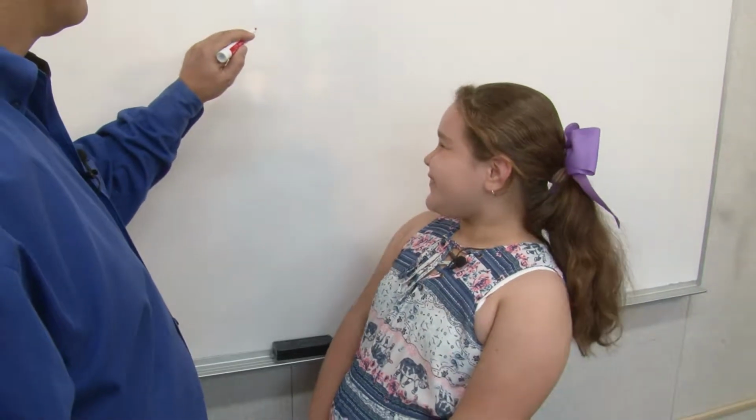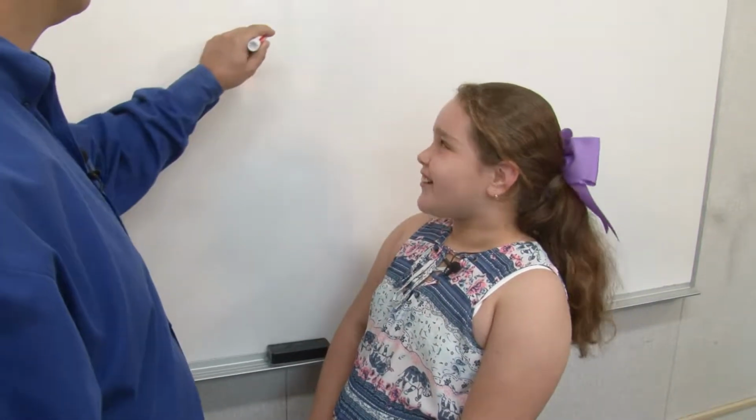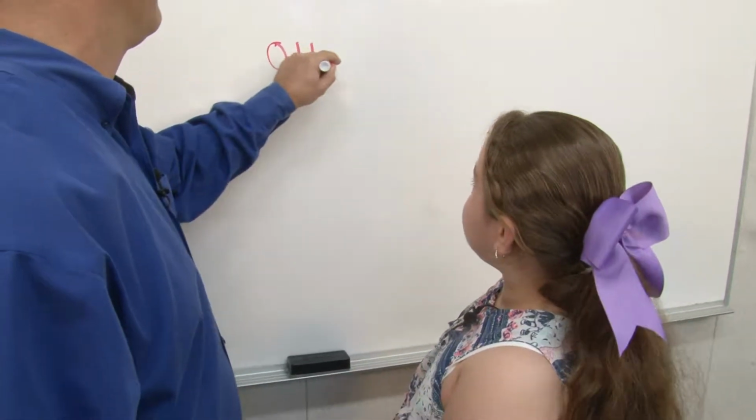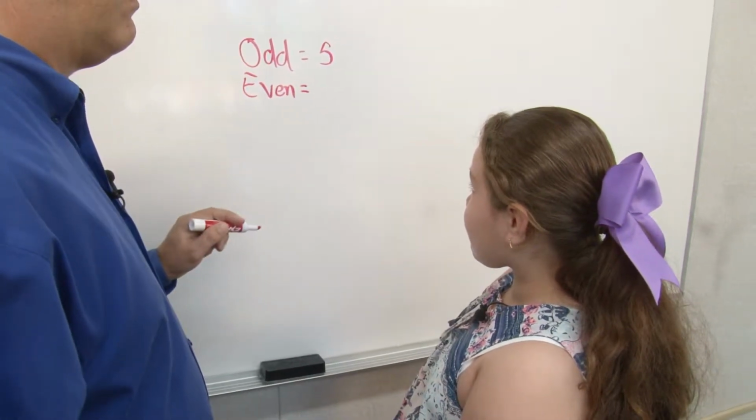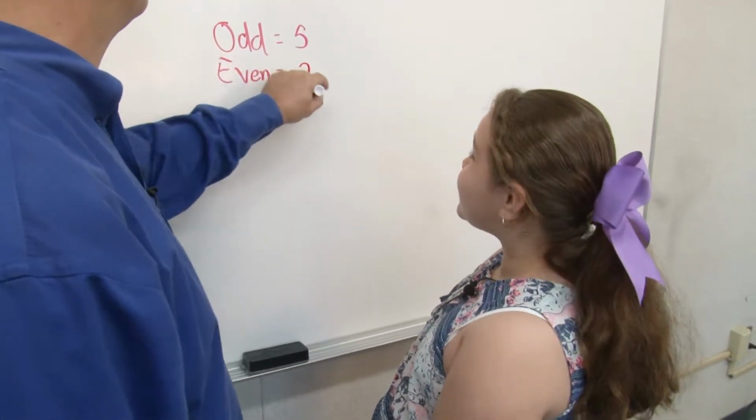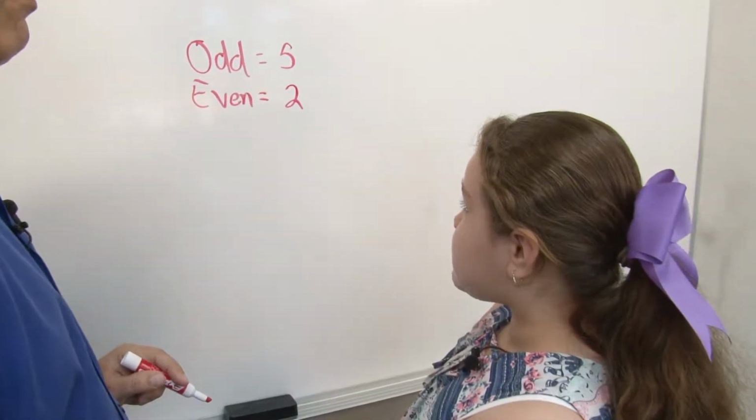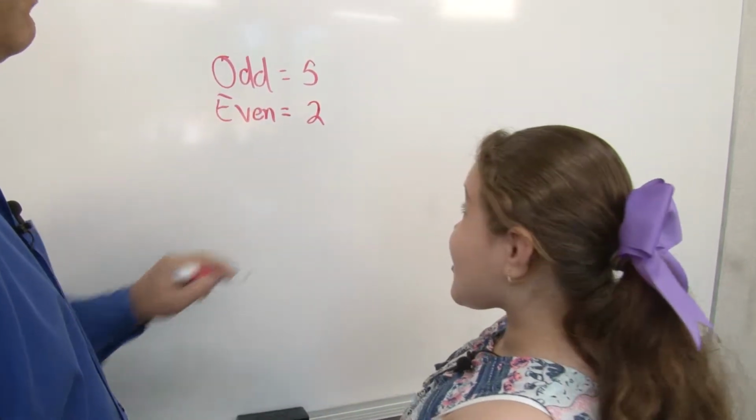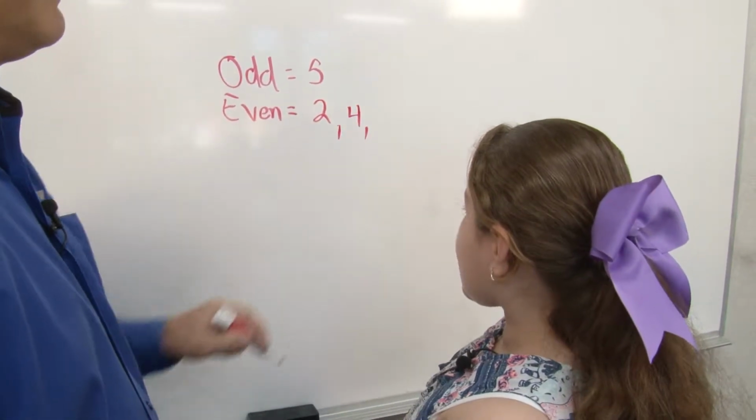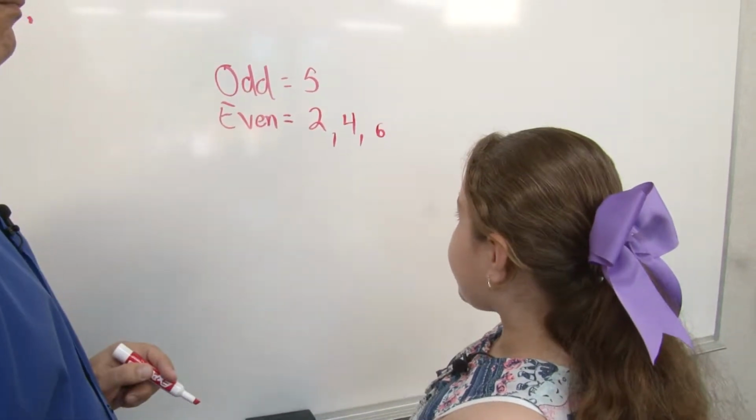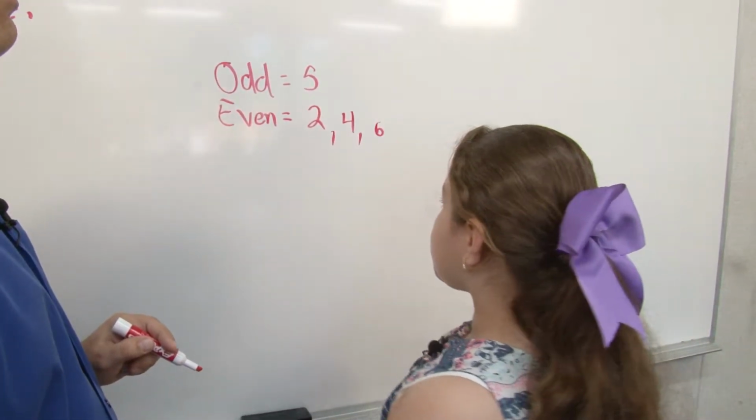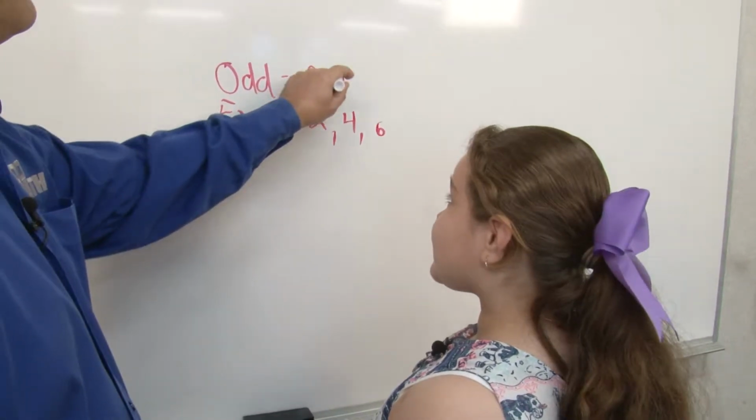Okay. Give me an example of an even number. 5? No, that's an odd. That's an odd, right? So here's what we'll do. We'll go odd, 5. What about an even number? 2. Can you give me another even number? 4? Another one? 6? Okay. What about another odd number? Another odd number would be 1? Okay. Can you give me another one?